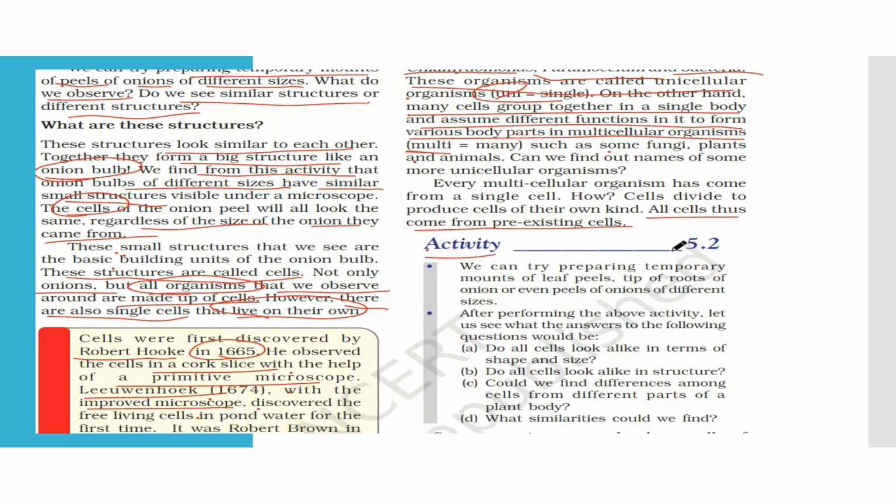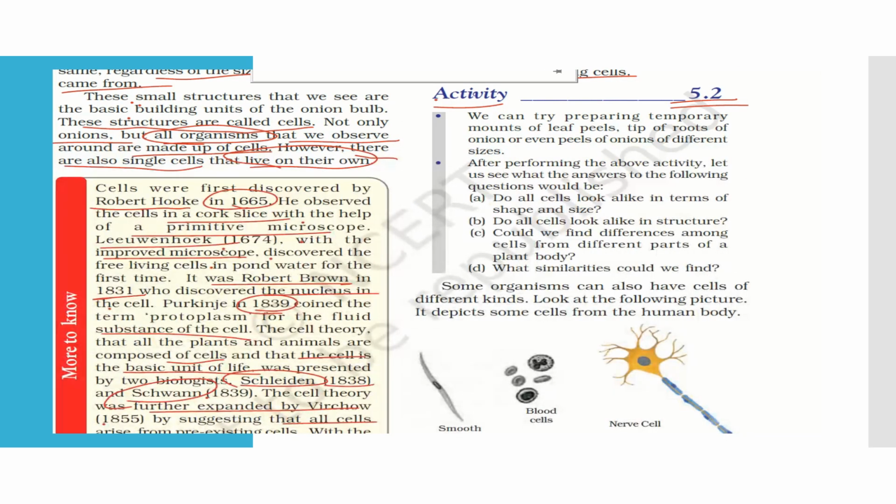So now we will move on to activity 5.2. In this activity, we can try preparing some temporary mounts of leaf peels. We can take some root parts, onion peels, or peels from different parts, such as leaves, tips of roots, onions, or even fruits. After performing the above activity, let us see what answers to the following questions we get.